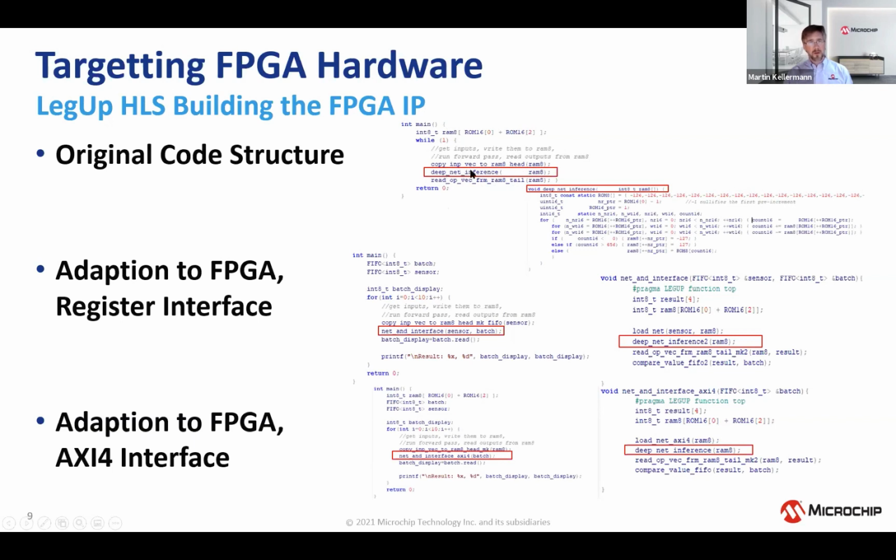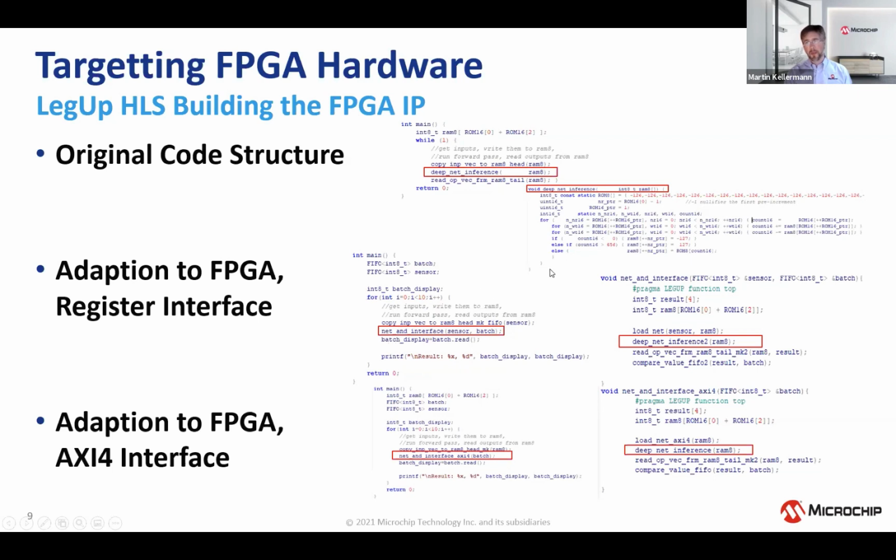Here, the DeepNet inference would be theoretically my top level, which I want to instantiate in the FPGA. However, as I don't want to interface with this array, I put something around it where I said, okay, for the register interface, I want to have a FIFO interface, which is just taking my 8-bit data. And then here are the batch outputs. Those are my 4-bit signals that I'm then actually looking at. And then here, the preparation of the data in the test bench.